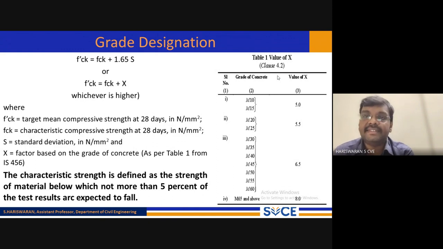So what is that S? What is that X? S is the standard deviation. We have to conduct tests in the field to arrive at that standard deviation, or else we can directly assume the value of X and execute. The definition of characteristic strength is given in IS 456. The characteristic strength is defined as the strength of the material below which not more than 5% of the test results are expected to fall.